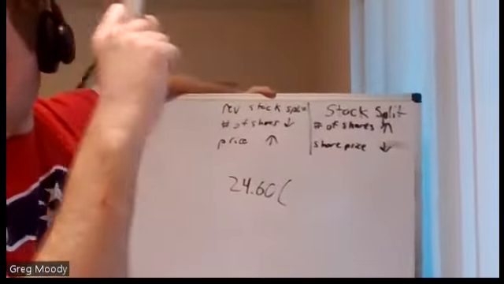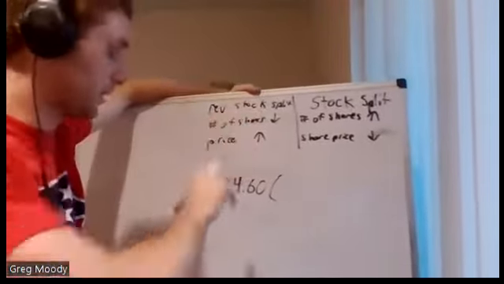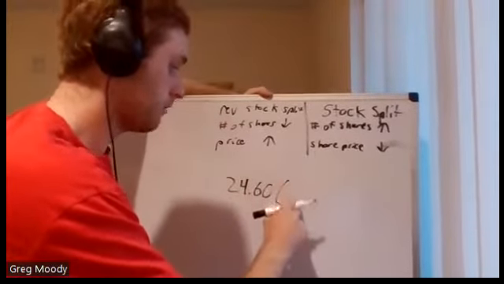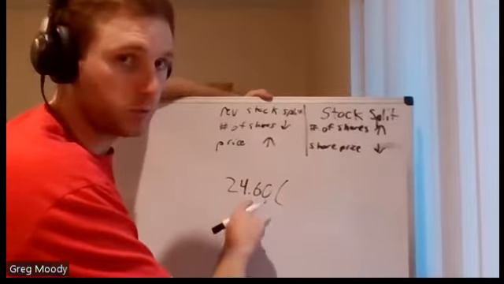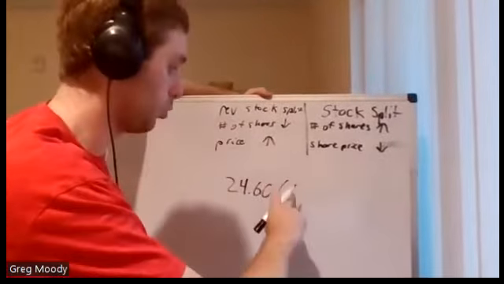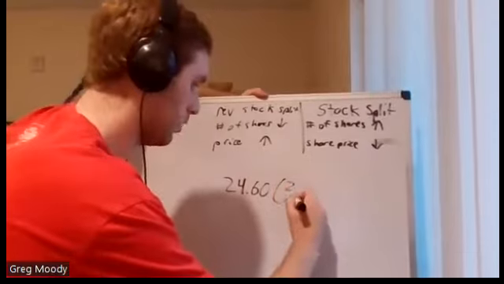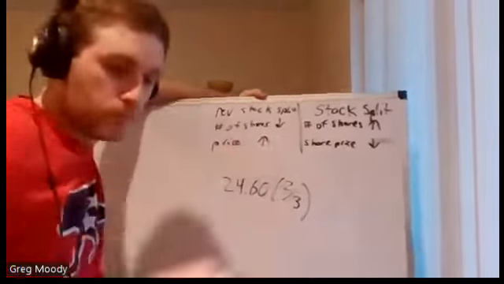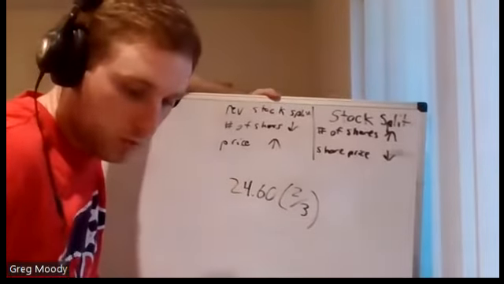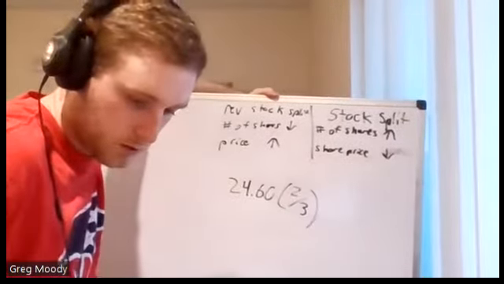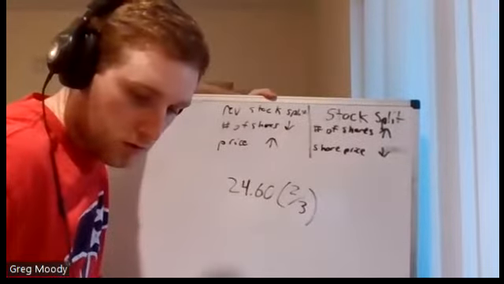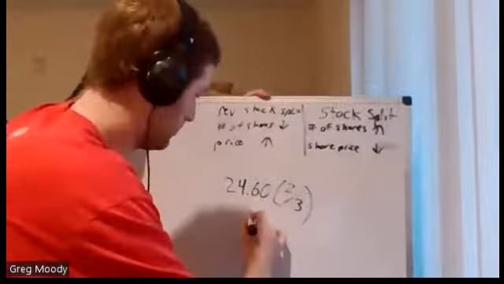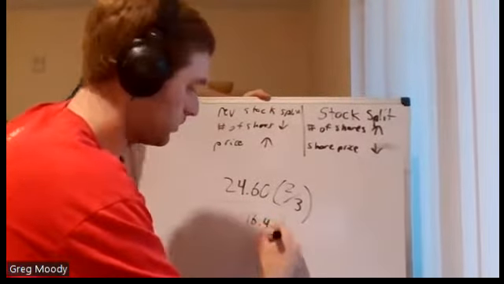So we're doing a 3 for 2 stock split, but we know this price is going to go down. If I put 3 over 2, I'm going to raise it because that value is going to be over 1. But if I put 2 over 3, it's going to drop it. So we'll do 24.6 times 2 divided by 3. And that'll give us 16.4.